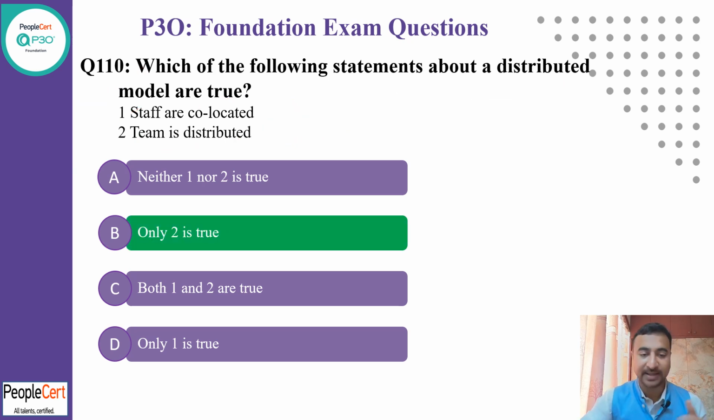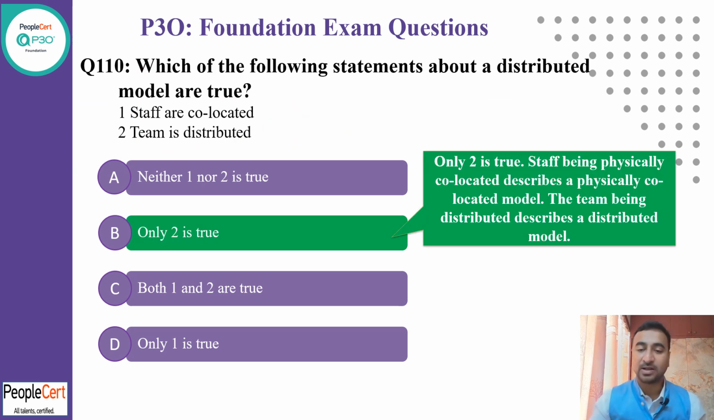Let's see. Yeah, that's the correct answer. Only 2 is correct. Staff being physically co-located describes a physically co-located model. The team being distributed describes a distributed model.